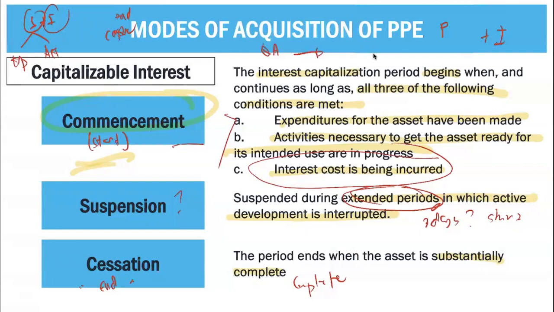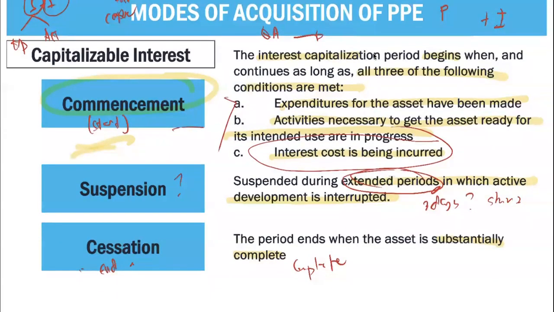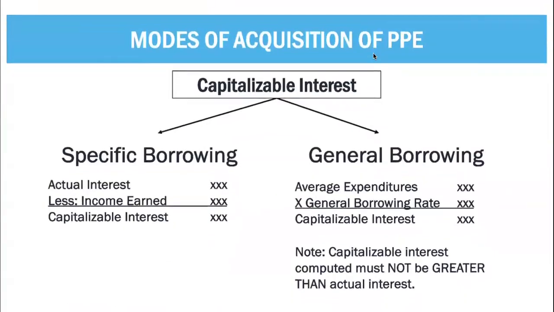So what do we call that asset that you create again? Qualifying asset. What do you need to learn in your qualifying asset or your interest capitalization? You must learn when to commence, when to suspend, and when to cease capitalization. The next question is, what amount of interest should we include?